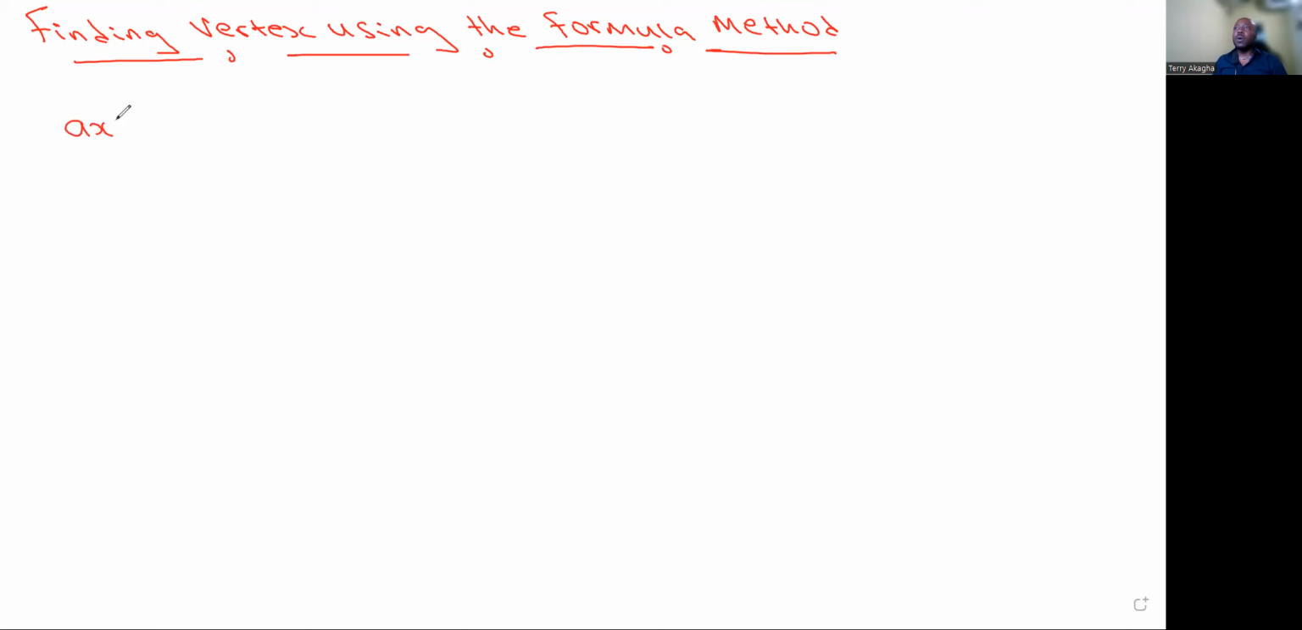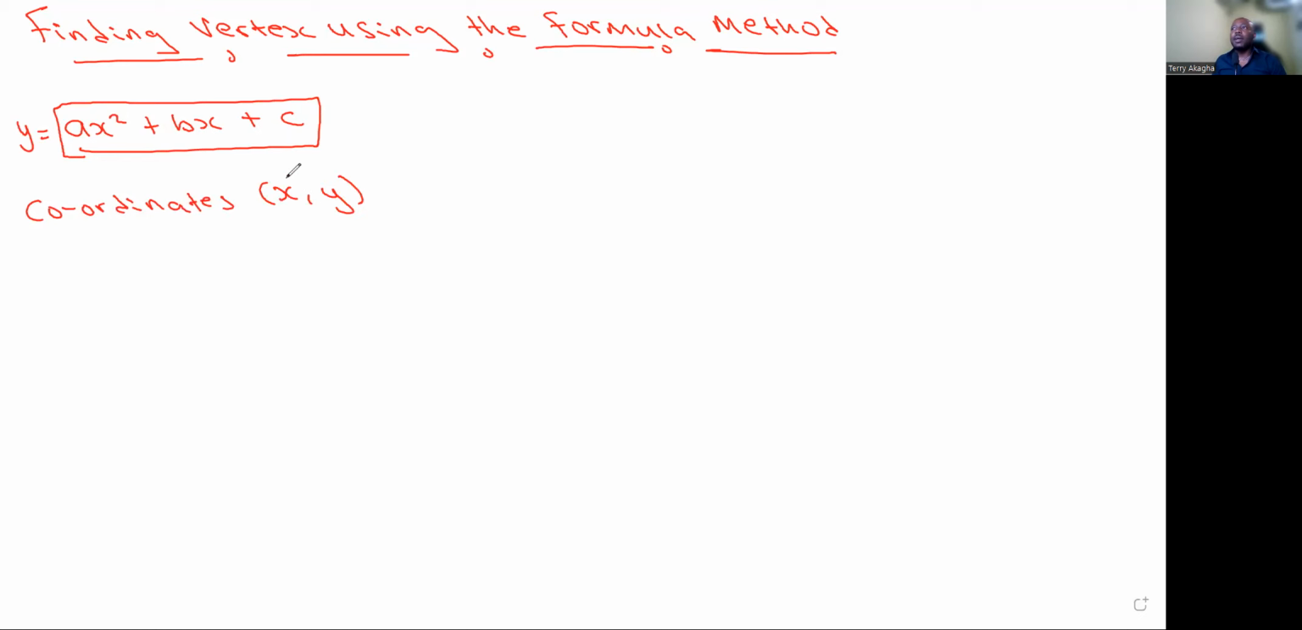I've said it 1,001 times that the general expression of a quadratic equation is ax squared plus bx plus c. So basically, you can say the function y is equal to ax squared plus bx plus c. And I also told you earlier that coordinates are always represented in the form (x, y). The first number in the bracket is the x, the second number is always the y. And in the previous video, I told you the vertex is the highest or the lowest point of a parabola.